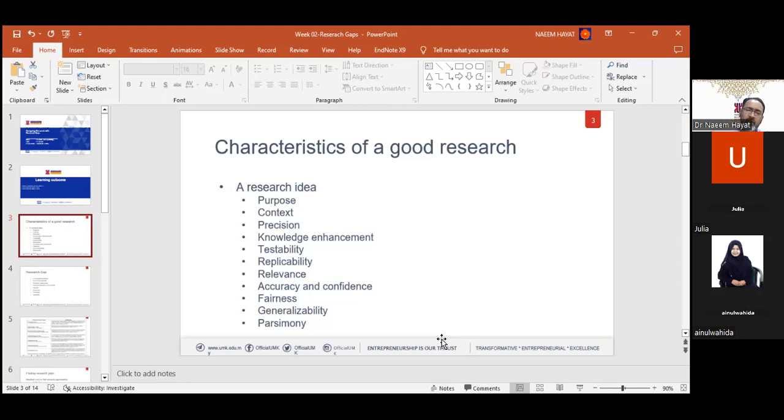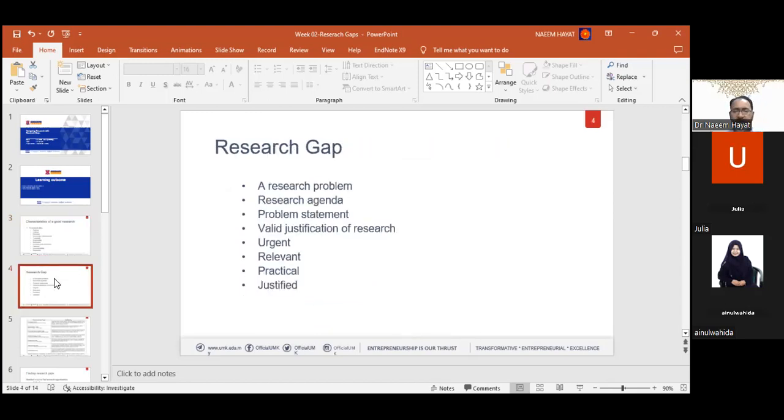Another issue related to that as well is designing a research with the research gap. So what is a research gap in general? Then we will discuss the types of research gap. It is actually a research problem. It provides the research agenda that is documented in a problem statement. Valid justification of the research can be documented by the research gap. Another attribute of a research gap is that it is urgent. Any issue or problem that is already gone, already resolved, may not be considered a research gap.